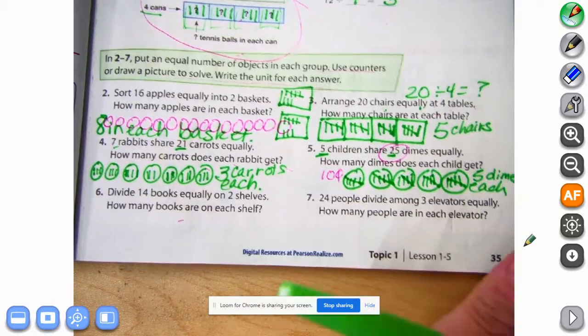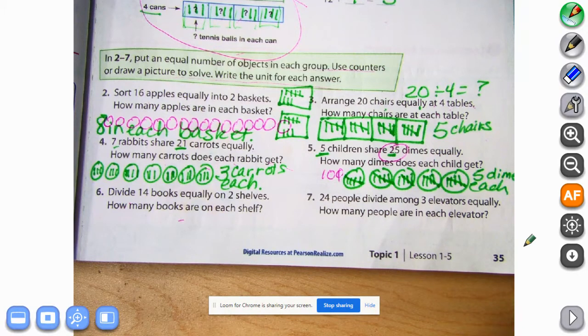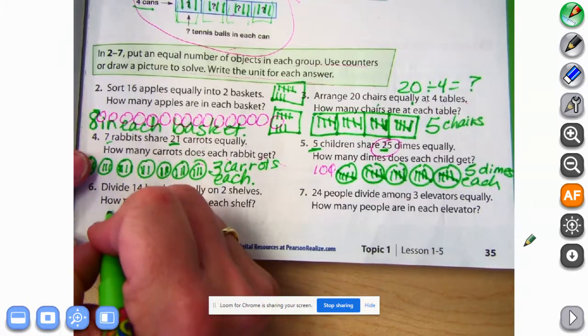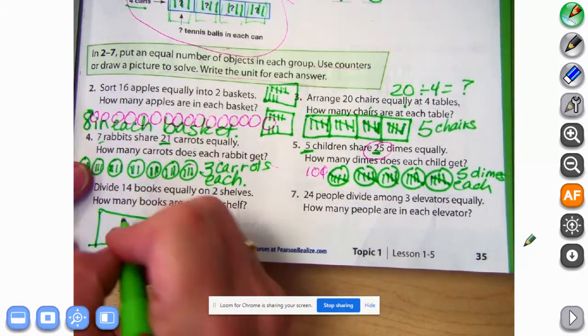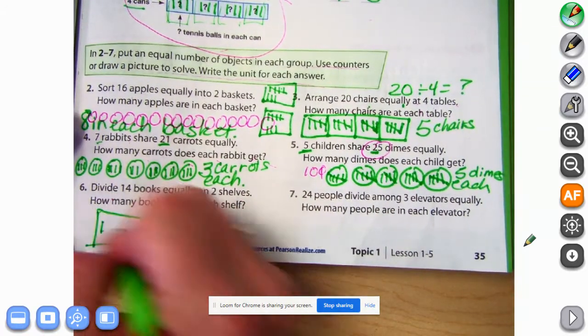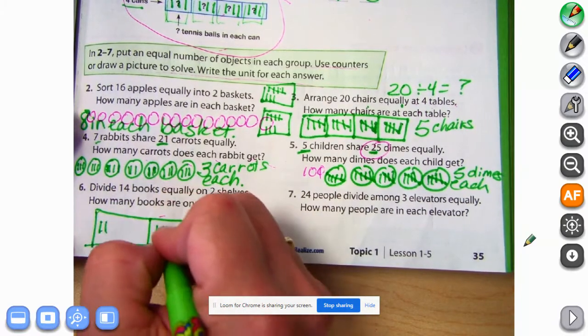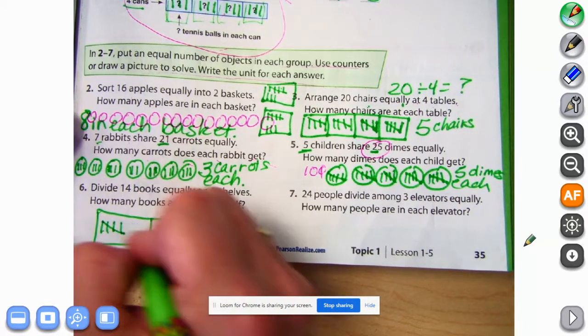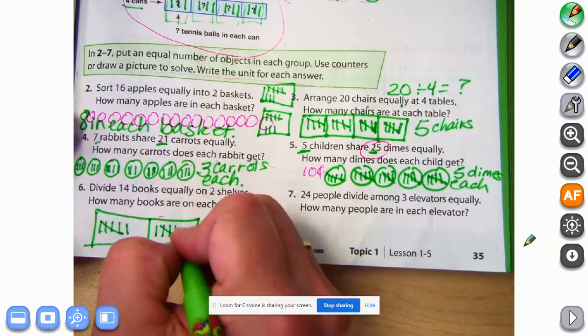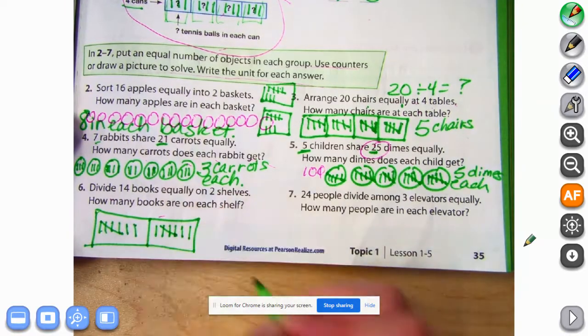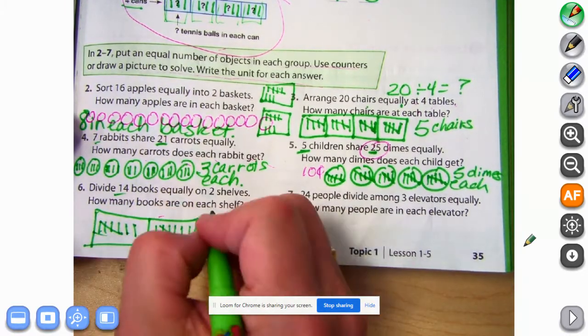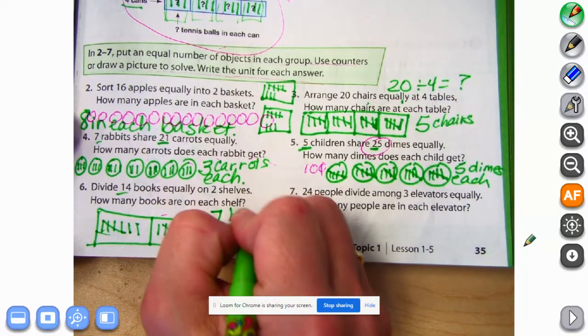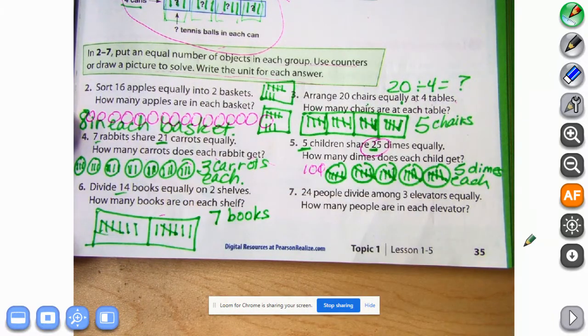Okay. Number 6, divide 14 books equally on 2 shelves. How many books are on each shelf? So we have 2 shelves. So we've got 1, 2, 3, 4, 5, 6, 7, 8, 9, 10, 11, 12, 13, 14. It's 14 books. So that's 5, 6, 7. 7 books on each shelf. Okay? Pause anytime you need to so you can write down things if you haven't gotten it correct.